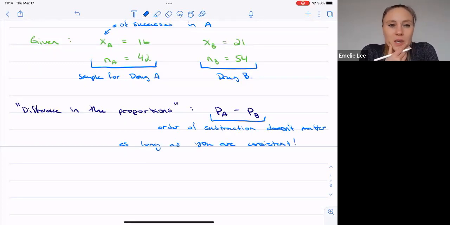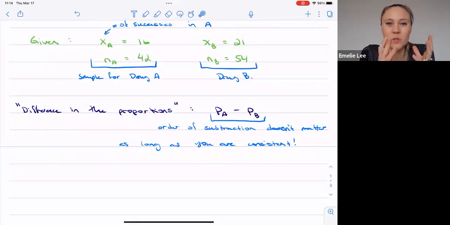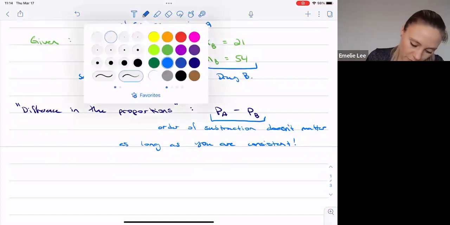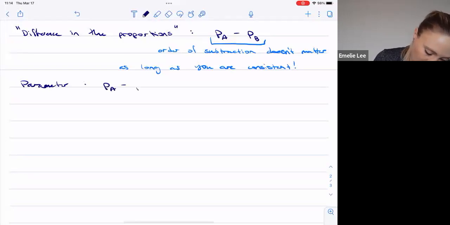Okay. So the parameter we're trying to learn about is PA minus PB. And so this is the new thing that we're interested in, right? We're trying to do a hypothesis test to learn about how this difference behaves. And then we try to build a confidence interval to try to figure out where this value might be. And so the parameter here that we're now interested in is PA minus PB.